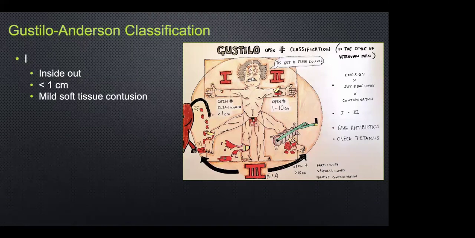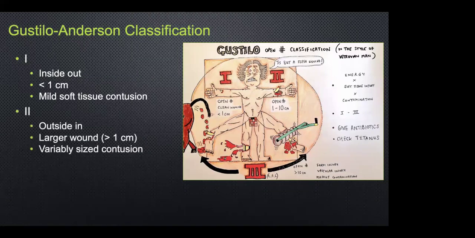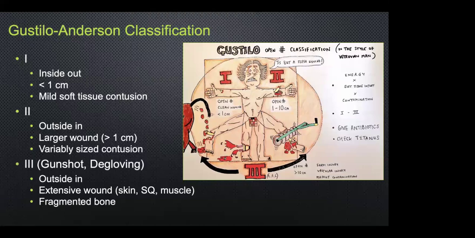So a type 2 open fracture is an outside in, and these are typically accompanied with larger wounds and variably sized contusions. A type 3 is going to be a really severe outside in trauma. So gunshots, degloving injuries, these have extensive wound damage in multiple layers, typically the skin, sub-Q, and even muscle layers down to the bone, and often the bone can be comminuted.